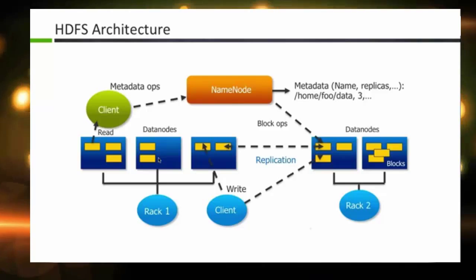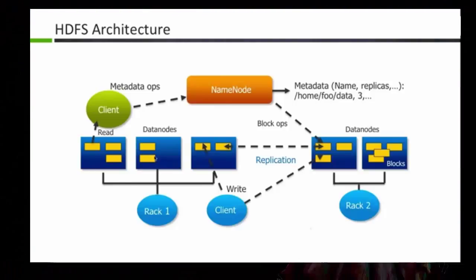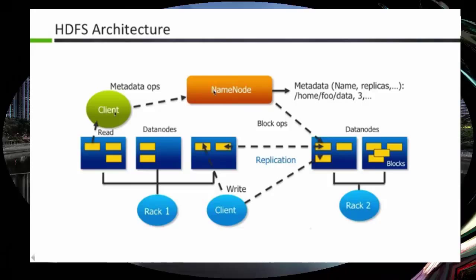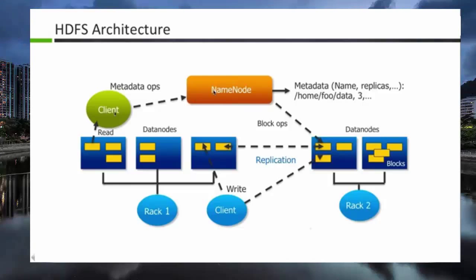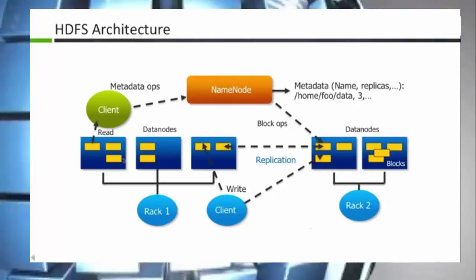The client can bypass the name node to reach data node. Client does not reach a data node through a name node. Client always reads the data from the data node directly. It just goes to the name node, checks where this particular data is located, because the metadata is stored in the name node. So it goes into the name node, checks that, and then goes ahead and reads it.